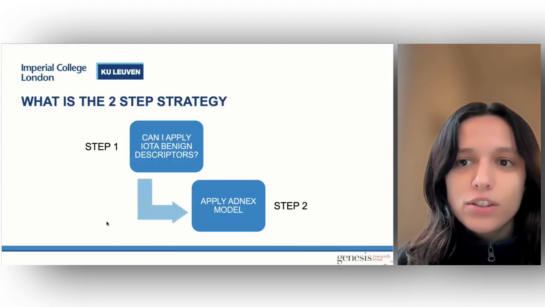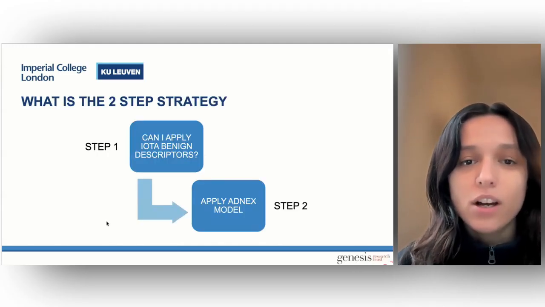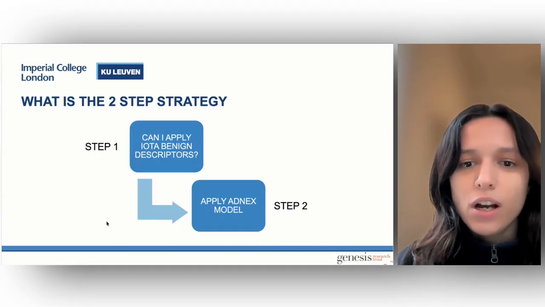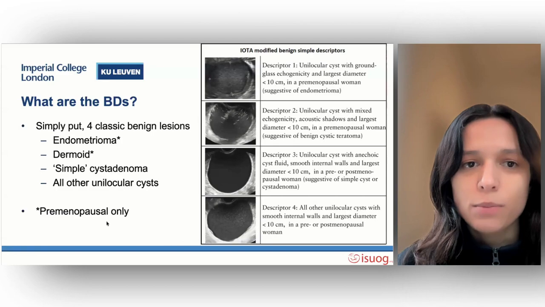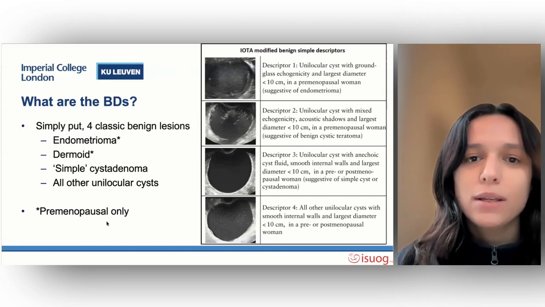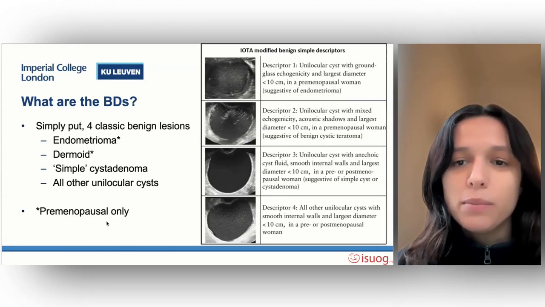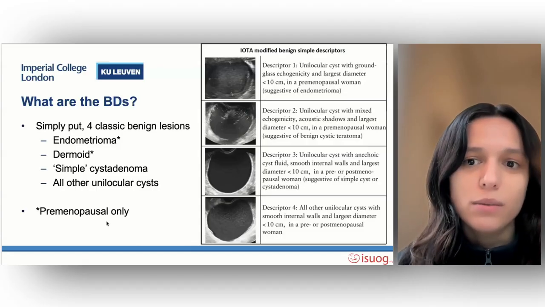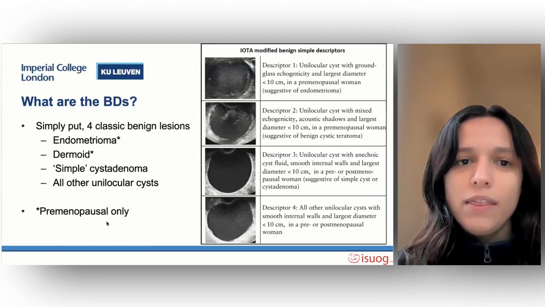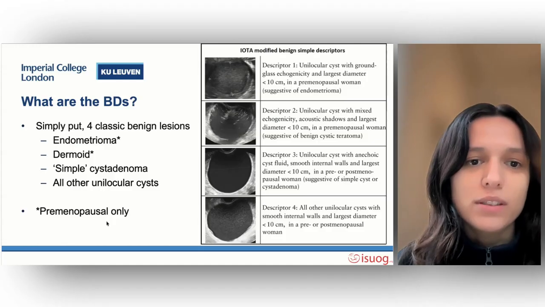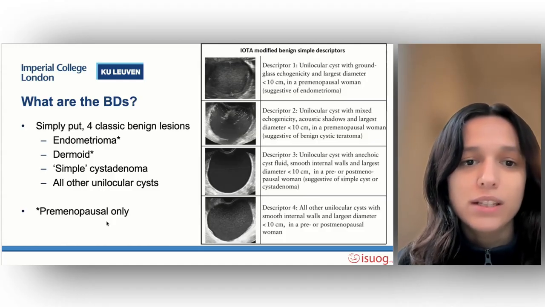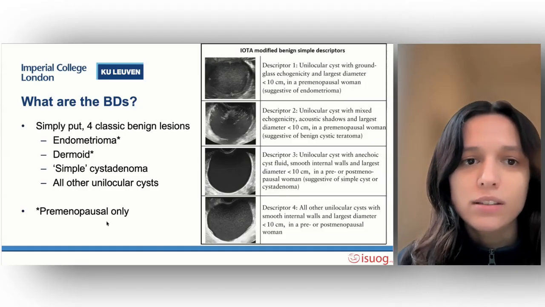So we've just heard about the two-step strategy. The first step is asking yourself the question, can I apply an IOTA benign descriptor? And if you can't, the second step is to then apply the ADNEX model. The benign descriptors, as the Professor has outlined, are simply put 4 classic benign lesions. All 4 of them can be applied in premenopausal women, but only descriptors 3 and 4 can be applied in the postmenopausal population. And they essentially describe typical endometriomas, dermoids, benign simple cysts, and other unilocular cysts, all measuring less than 10 centimeters in size.